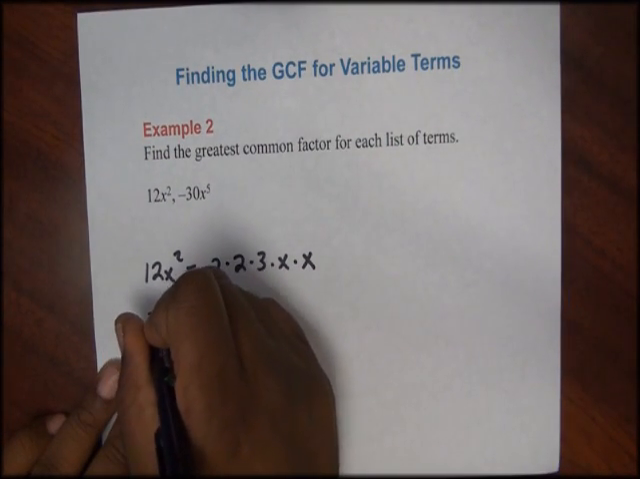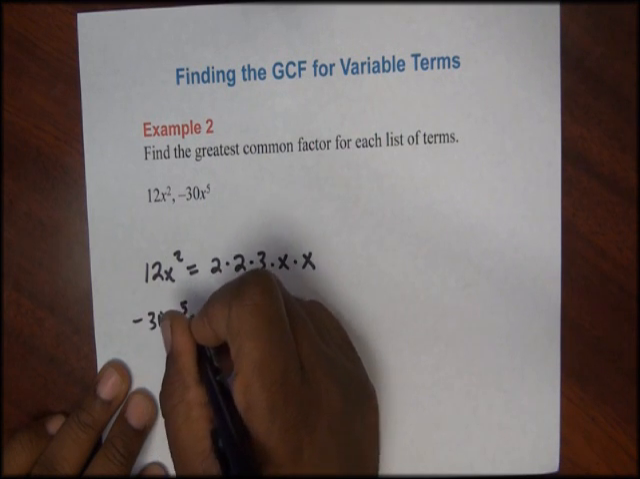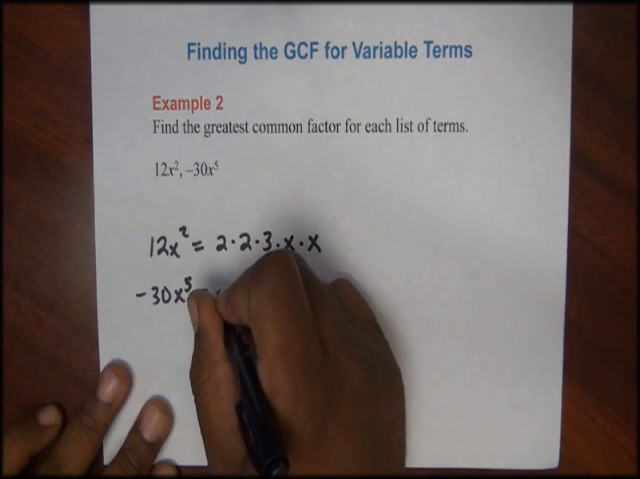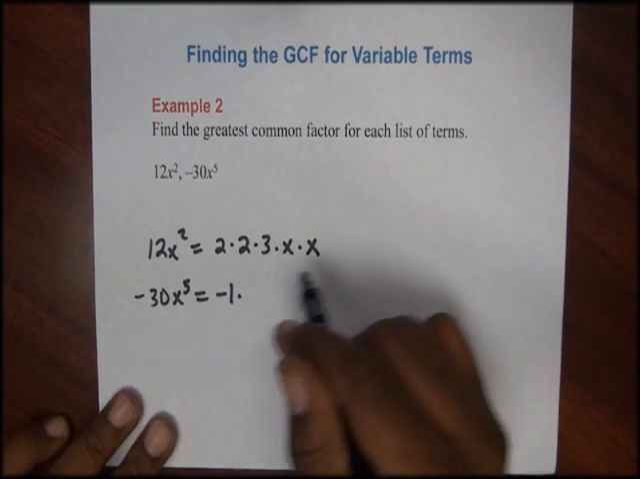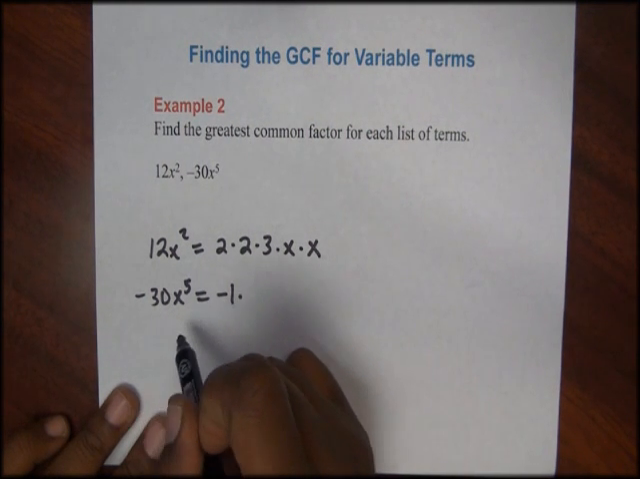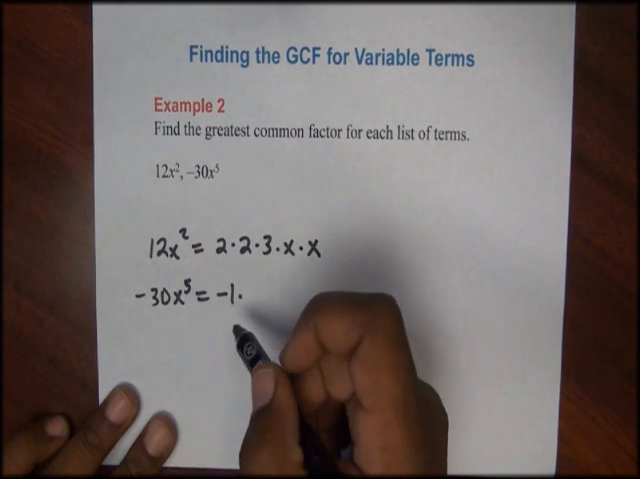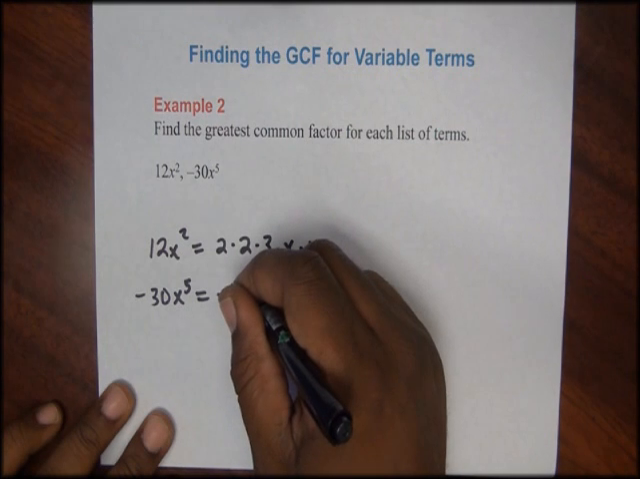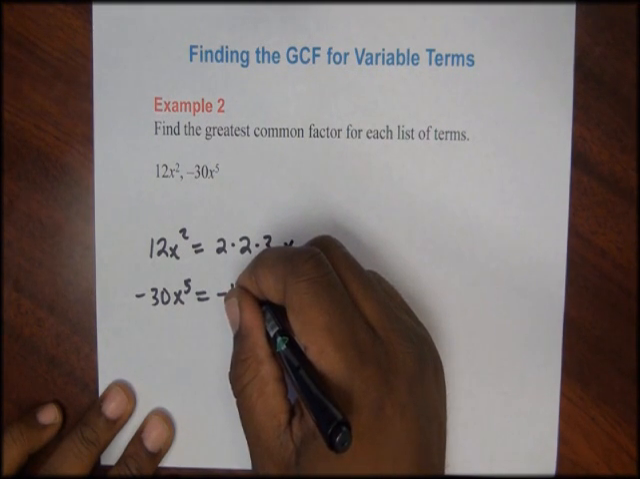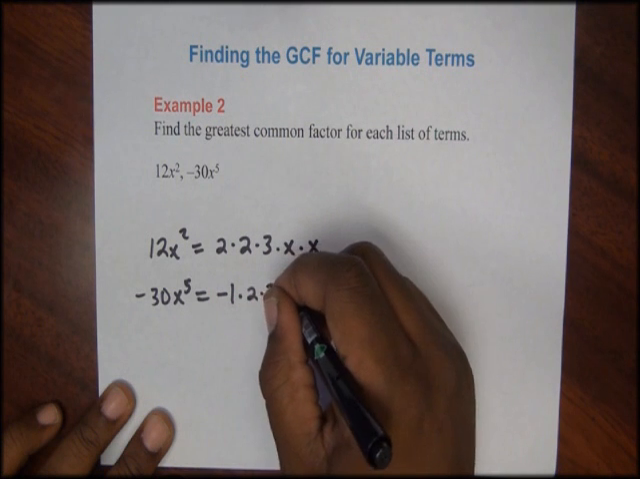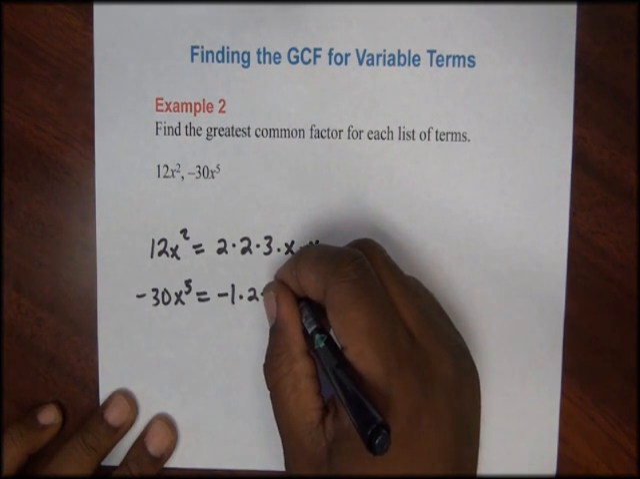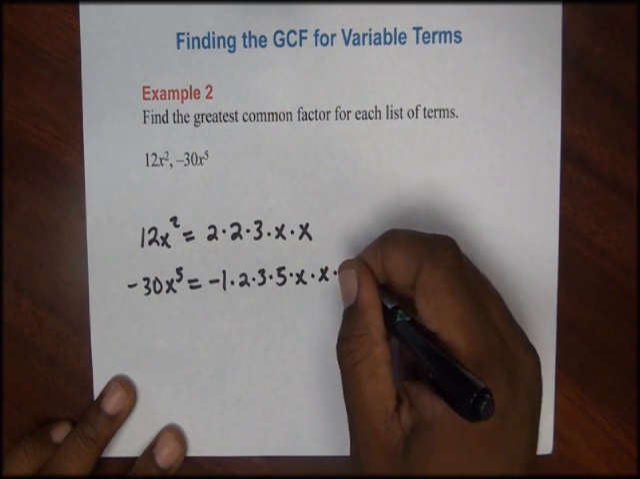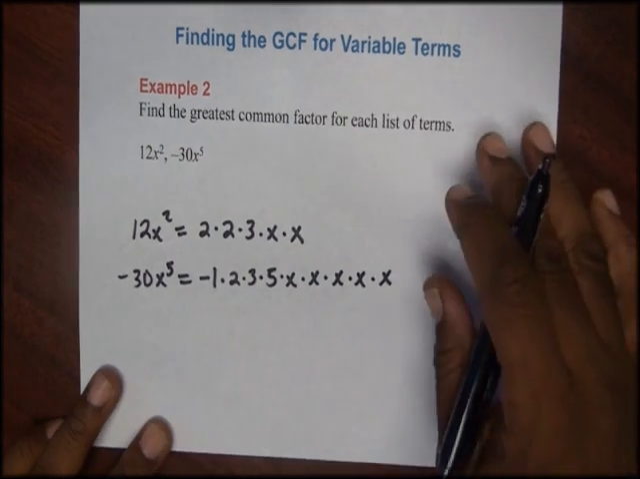Next, we'll look at negative 30x to the 5th power. Since this quantity contains a negative, I will simply factor out that negative. We can express 30 as 3 times 10. We can express 10 as 2 times 5. Therefore, the prime factorization for 30 is 2 times 3 times 5. x to the 5th breaks down into x times x times x times x times x.